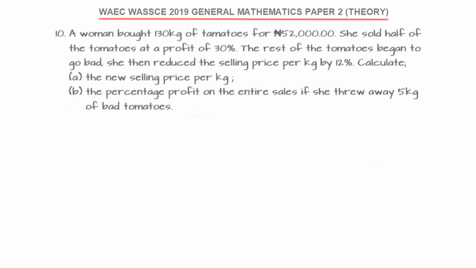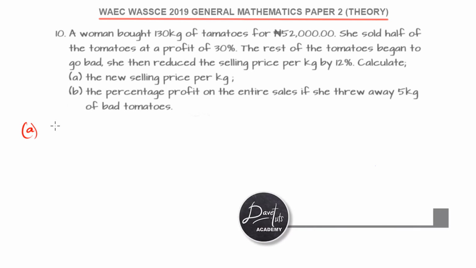A woman bought 130 kilogram of tomatoes for 52,000 naira. She sold half of the tomatoes at a profit of 30%. The rest of the tomatoes began to go bad. She then reduced the selling price per kilogram by 12%. We have to calculate the new selling price per kilogram after she had reduced the selling price by 12%.